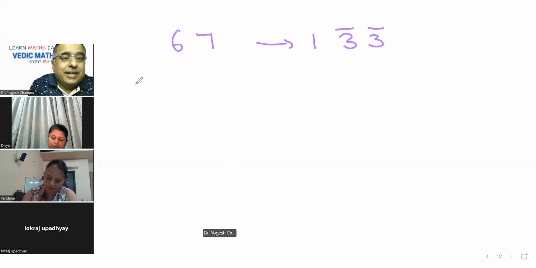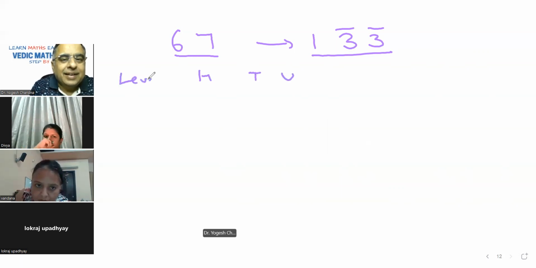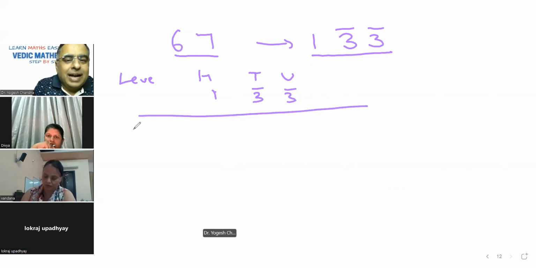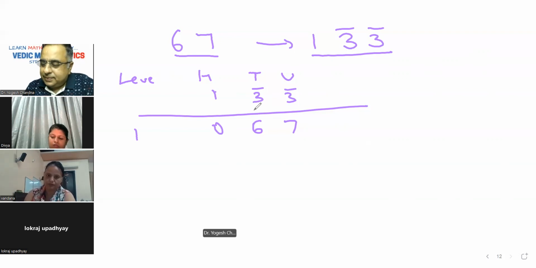Okay. So now see the difference. Now our number is only 2 digits. Our operators are 3. So hundreds, tens, unit, level. So I write 1, 3 bar, 3 bar. At first level, I write 0, 6, 7. Correct? Yes, sir. No doubt on this?